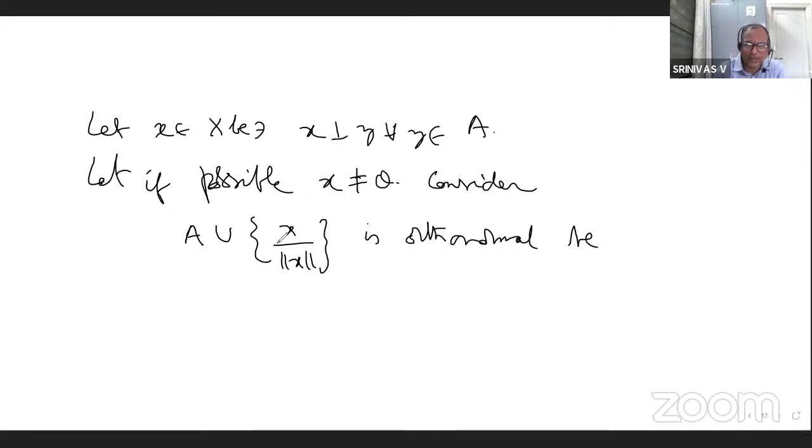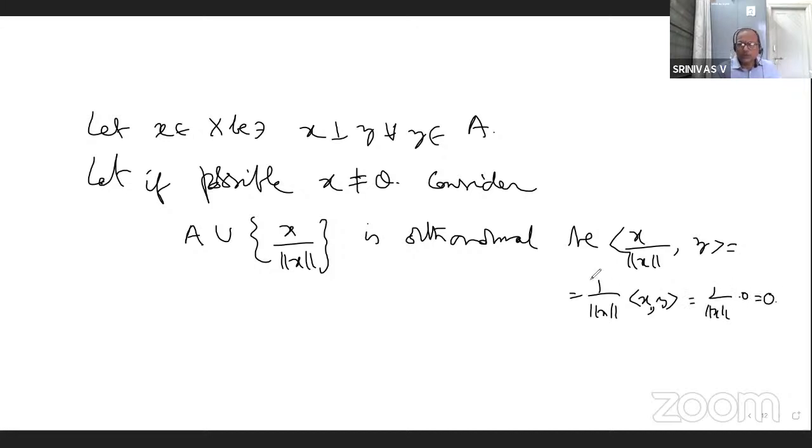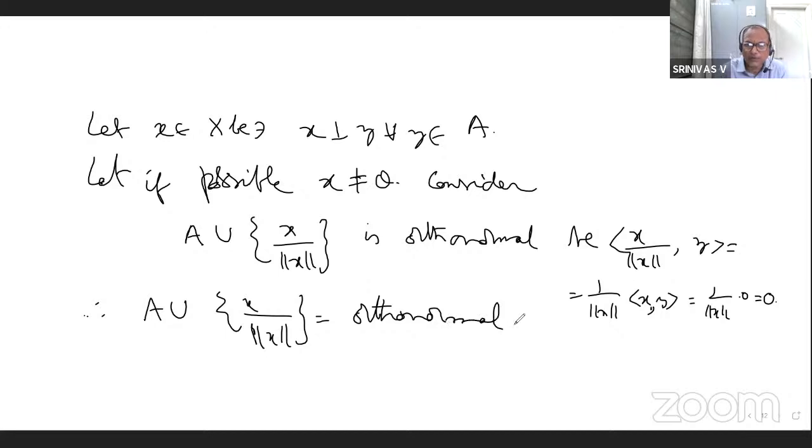Because if you take the inner product of x by norm x with an element y in A, this scalar 1 by norm x can be taken out, so inner product x comma y. And because x is orthogonal to y for every y in A, this is 0. This is 1 by norm x into 0, so this is 0. So this gives that this vector is orthogonal to each and every vector in capital A, and it is also a unit vector. Therefore, capital A union x by norm x is orthonormal.